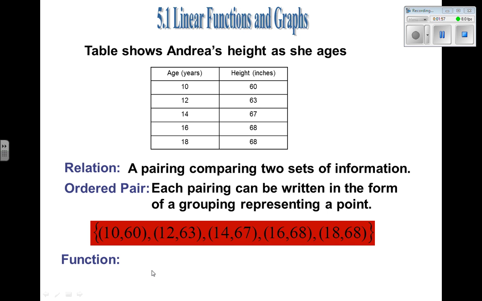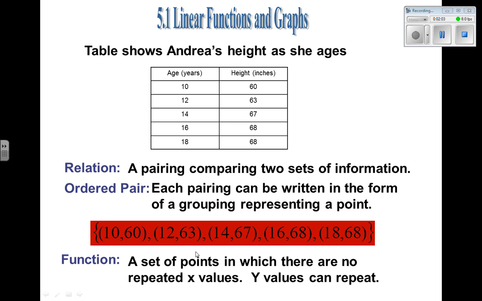Next, we have the definition of function. Again, place your video on pause and look up the definition of function. And you'll see that it is a set of points in which there are no repeated x values. Y's can repeat, just not the x's.